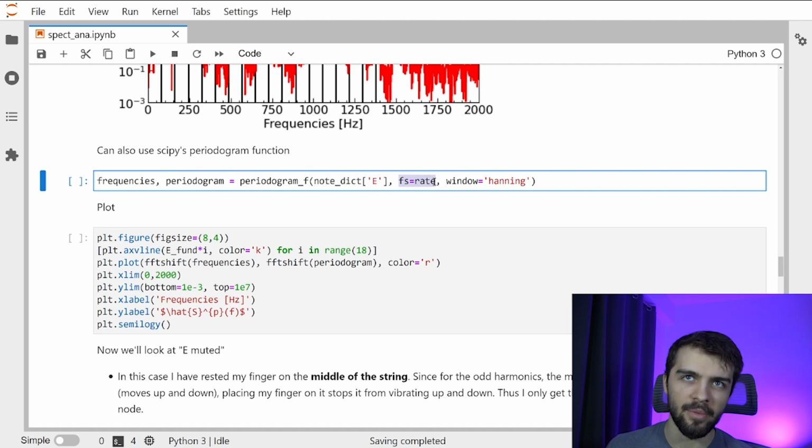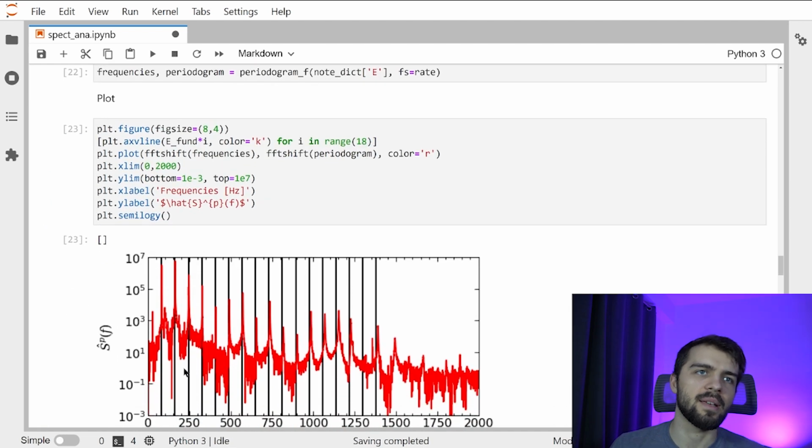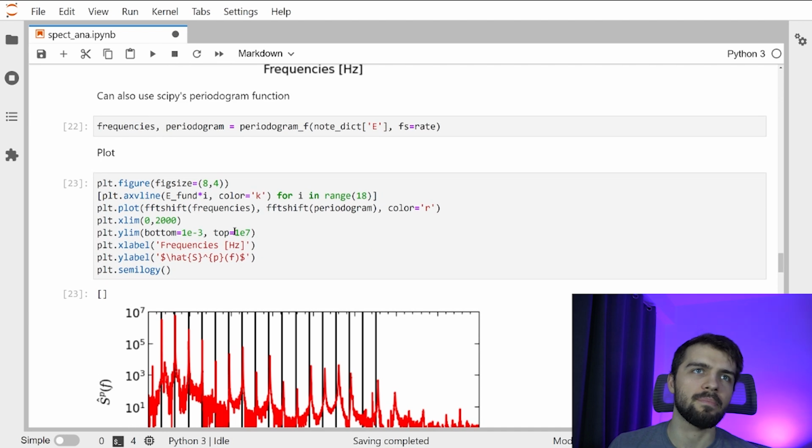I give the sampling rate as rate, and I'm not going to use this, and I'm not even going to consider that in this video, but that's more something you consider with statistical stuff. And I can plot it, and it should give the exact same thing, right? So I have my frequencies and my periodogram.